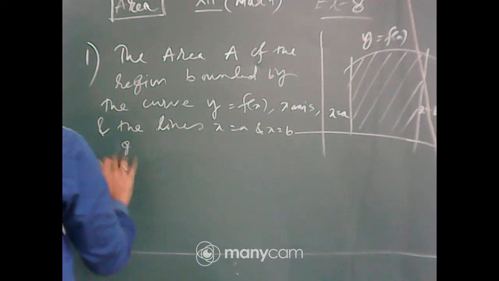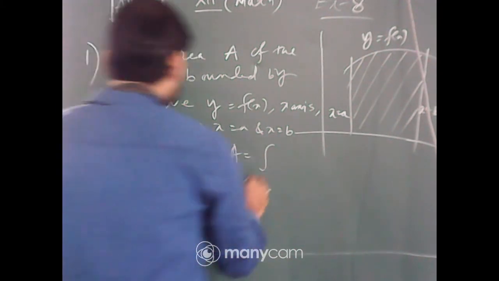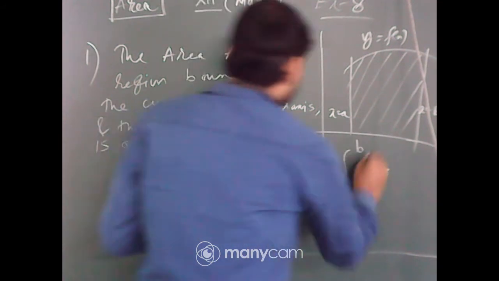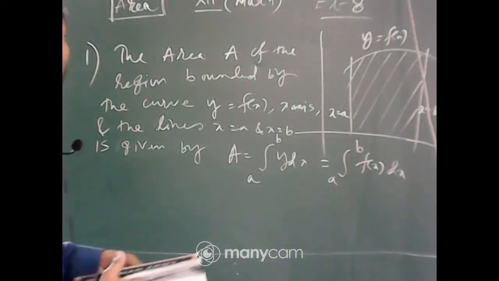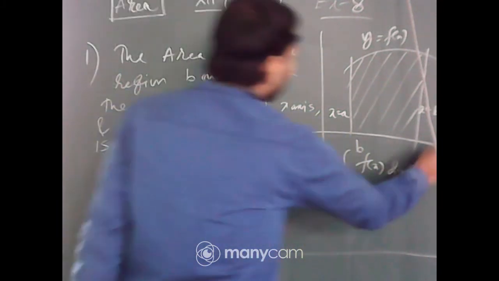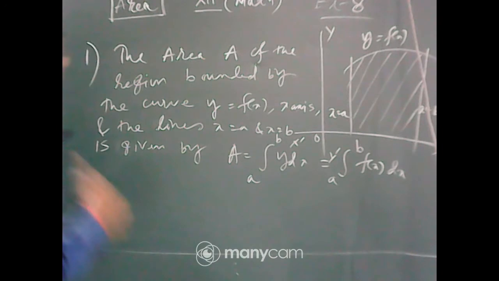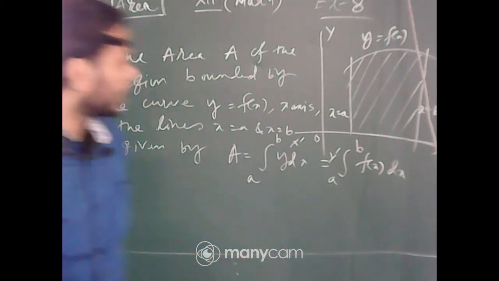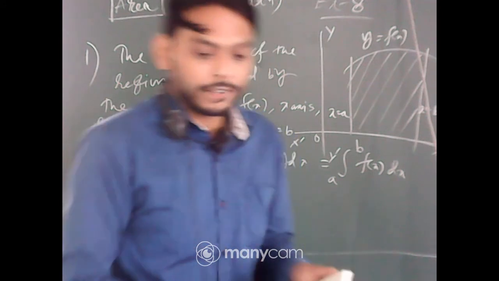is given by A equals integration a to b y dx equals integration a to b f(x) dx. Okay, the area A of the region bounded by the curve y equals f(x). This is the curve, x-axis, you know that. This is the x-axis, and by the lines x equals a and x equals b is given by integration a to b y dx. That means here the limits are with respect to x, and you have to convert the function into terms of x. So integration a to b f(x) dx. This is the first case.